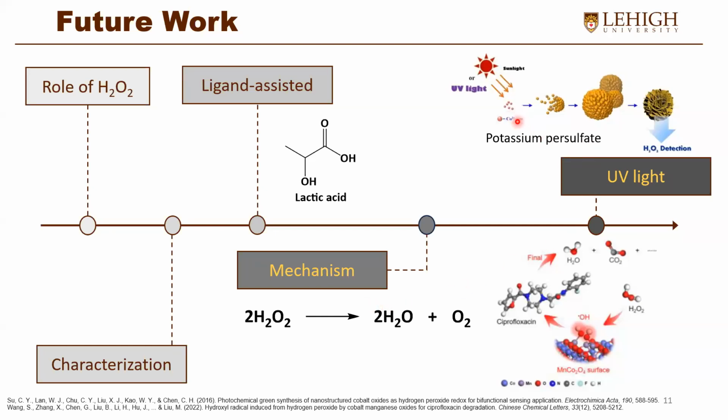And besides the mechanism discussion, here is a paper. They just use the cobalt precursor and add potassium persulfate. This persulfate is like hydrogen peroxide. They have the O-O bridge. It's unstable. So they use UV light or sunlight, and they finally can obtain the nanoparticles. They didn't add any base. So is it possible that I use UV light to improve the synthesis of the cobalt oxide? This is the other following topic.